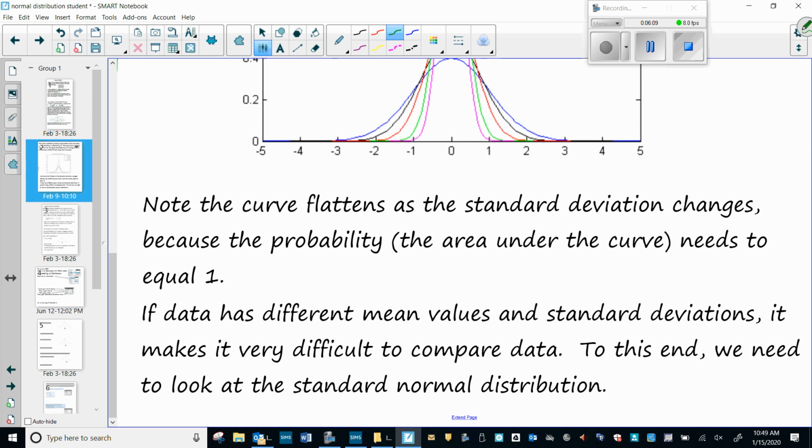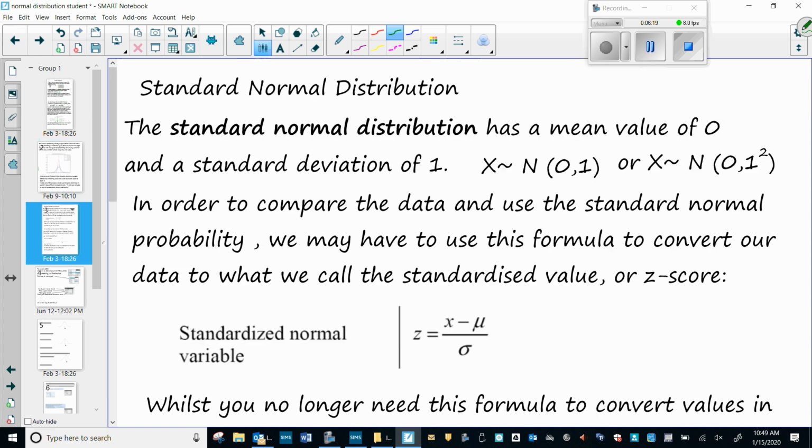Okay, anyway. We need to remember that the total area has to add up to 1, or 100%. That's an important feature, but we know that about probability anyway. Right, so what do we have to do?